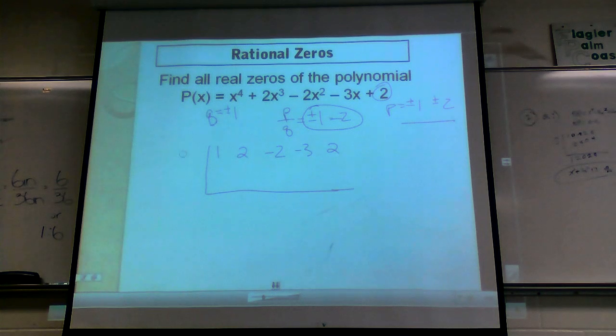All right, which one do you want to try next? Maybe 1. All right, if I try 1, I get 1, 3, 1, -2, and then 0. Hey, so that's one. So I know one of the real zeros is x equals 1. Now, I've got 4 numbers there, so that means I'm not yet to a quadratic, right? So I've got to keep going.